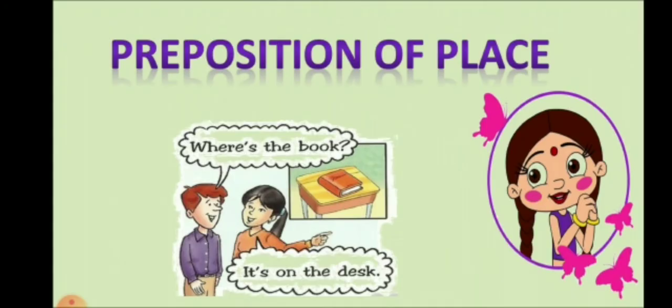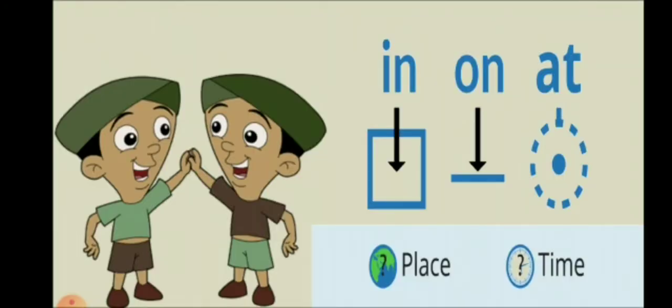Now, where is the book? It is on the desk. So, the position of the book is on the desk. It shows the place. So, on is a preposition of place. In, on and at are used as prepositions of place and also as prepositions of time.